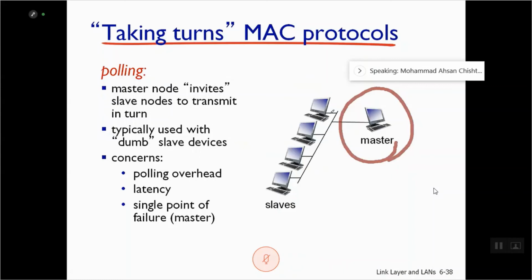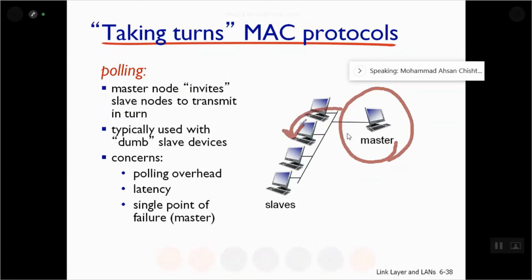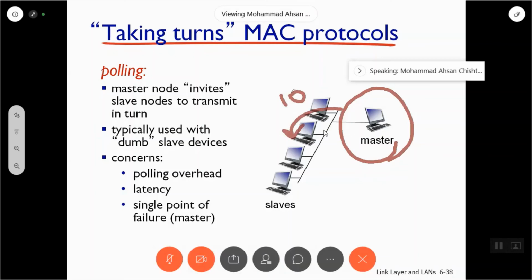When it polls each of them, it will first message node 1: do you have anything to transmit? If you have, transmit 10 frames now. It can reply back, no, I don't have anything to transmit. So this is cleared. The master node goes to the second one and says, do you have anything to transmit? If yes, send 10 frames. It says, yes, I have to send, let's say 8 frames.